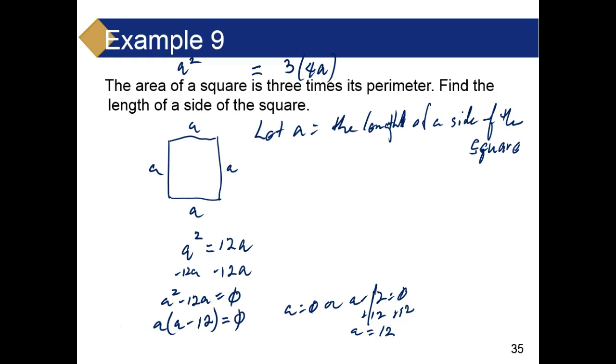Area of a square with side 12. 144. Okay? And then what's 3 times 4 times 12? 3 times 4 is 12. 12 times 12 is 144. So sure enough, that's right.